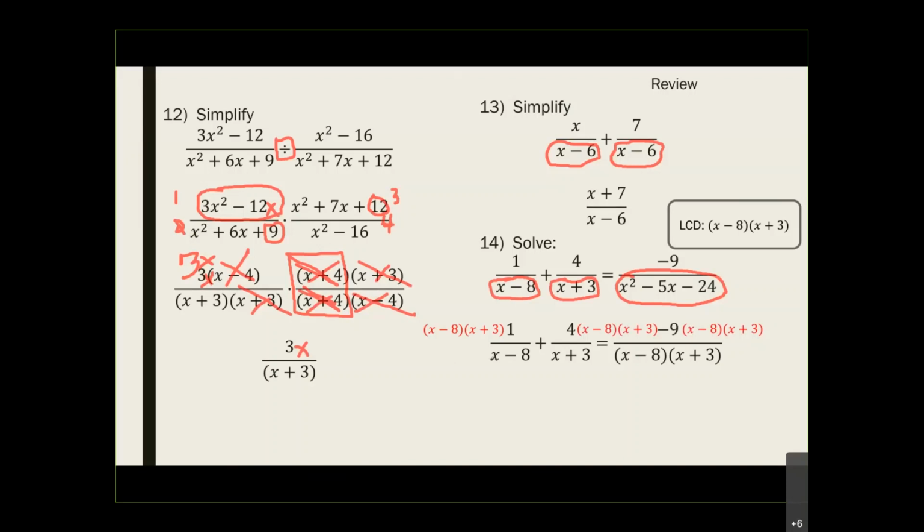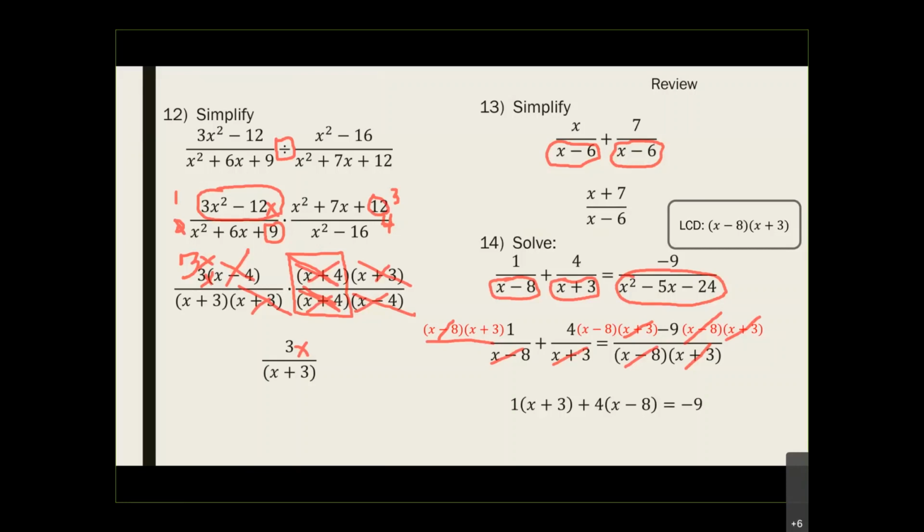Because everybody sees the x minus 8 on top and x minus 8 on the bottom, we can cancel them out. X plus 3 here and x plus 3 here, we can cancel them out. Once we have this, everything is gone. What do I have? I still have a 1 multiplied by x plus 3. I still have 4 times x minus 8, and on this side, everything is gone. I only have negative 9.